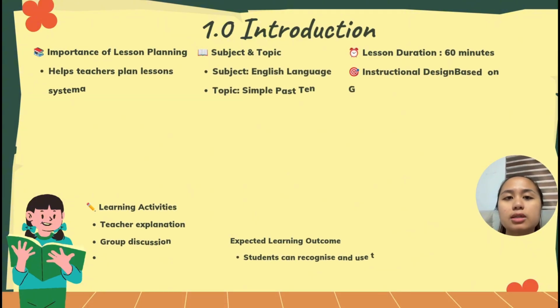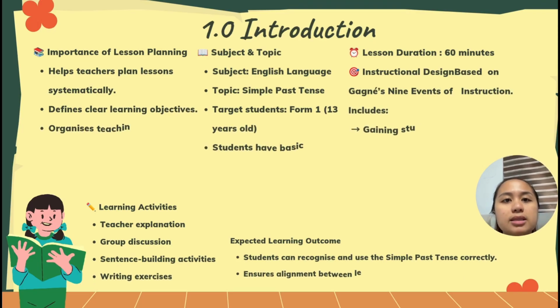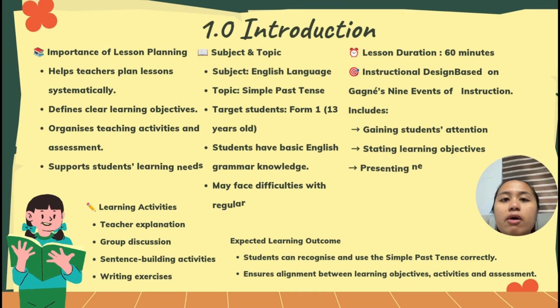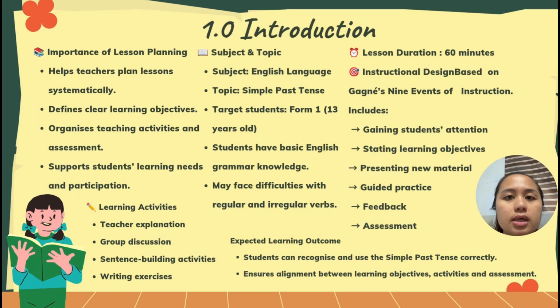So I will start my presentation with the introduction. Our lesson focuses on the simple past tense for Form 1 students aged 13, with a duration of 60 minutes. Students may struggle with regular and irregular verbs such as play, played, and go, went. Using Gagne's 9 Events of Instruction, our goal is to help students recognize and use the simple past tense correctly through engaging activities.